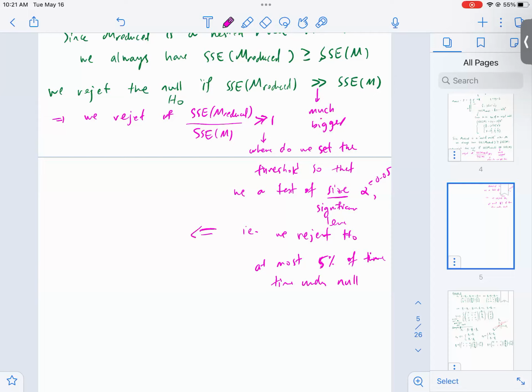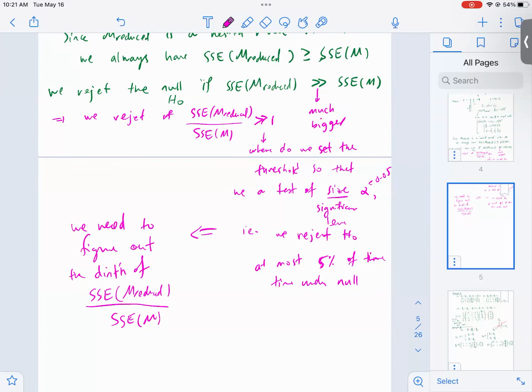To answer this, we need to figure out the distribution of SSE of M reduced divided by SSE of M. If you properly normalize this, it turns out to have an F distribution. Proper normalization is to divide this by its degrees of freedom and that by its degrees of freedom, then this would have an F distribution. We'll see.